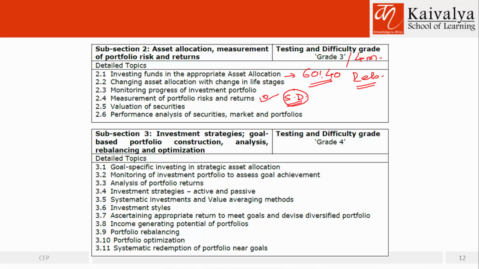Further, performance analysis of securities, markets and portfolios. Now this has been a really very important topic. Recent examinations have had a topic called duration, which is covered in bonds, as well as questions on modified duration, which was clearly a surprise to the rest. But since we cover all these things in our class, it was not the case with our students. But simply the thing was, why is this there in our examination?